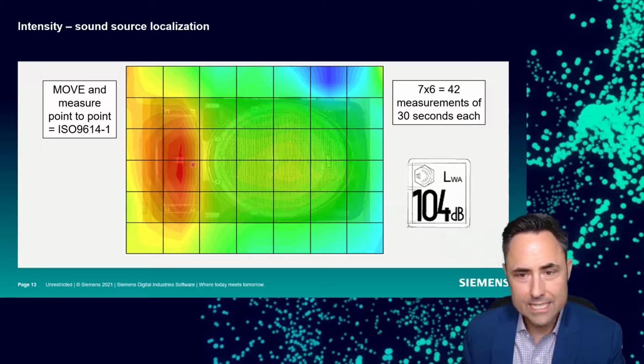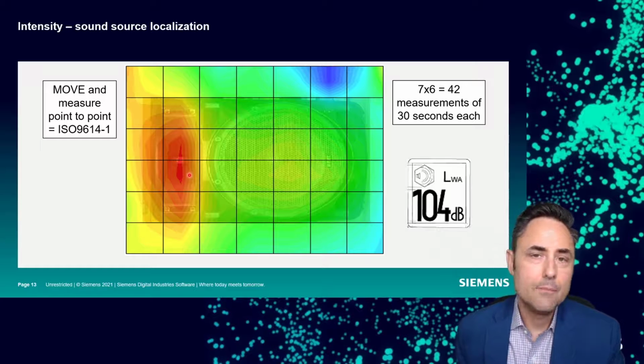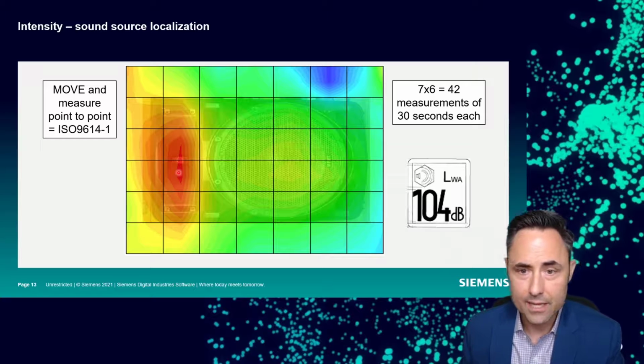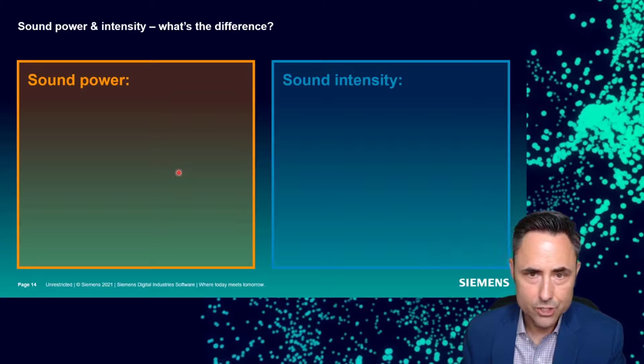And so this is the additional insight that we get by spending more time taking our data. We can do this sound source localization. And this is how sound intensity bridges between our two topics today. This is intensity for not only sound power, but sound source localization.